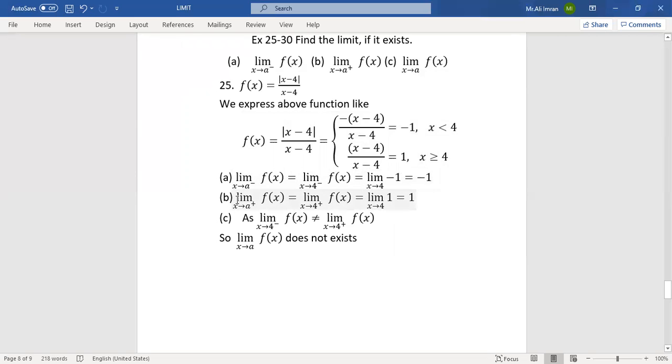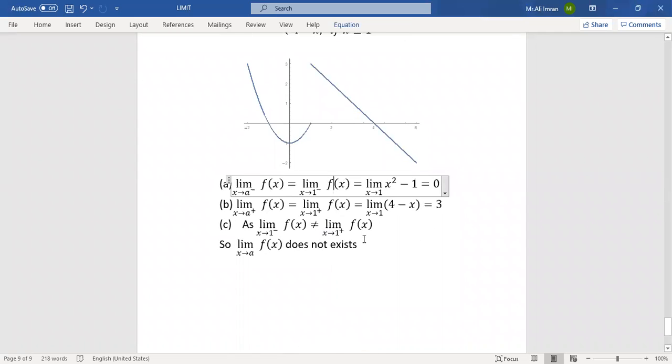Now we find the right hand limit, limit as x approaches a plus of f(x), limit as x approaches 4 plus. It means that we have x greater than 4. For x greater than 4, we have the value of the function equal to 1. There is no simplification possible. Then we will put in the limit and we will get the right hand limit value 1. Since the left hand limit is not equal to the right hand limit, the limit as x approaches 4 of f(x) does not exist.